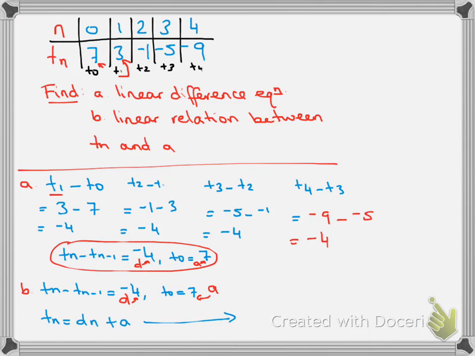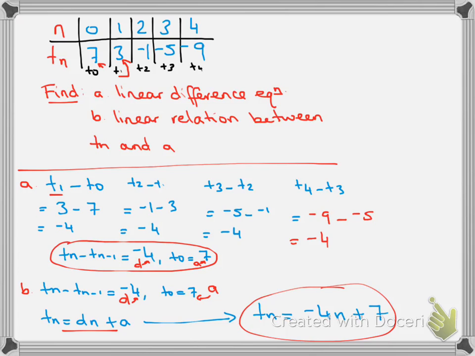Okay, so that's what we said before. So all we need to do is substitute those numbers into this formula here. So what we have left as a final answer is Tn equals -4n plus 7. And that there will be our final answer, and that's our linear relation between Tn and n. Now again, you'll get questions that look like this, but you'll have different numbers. They'll ask you to do the same thing.